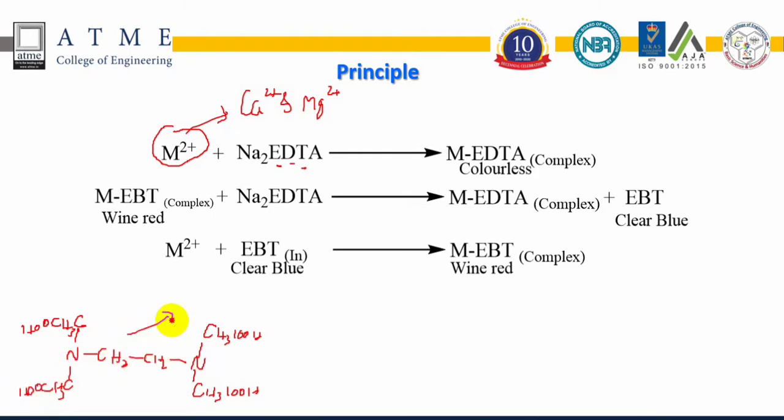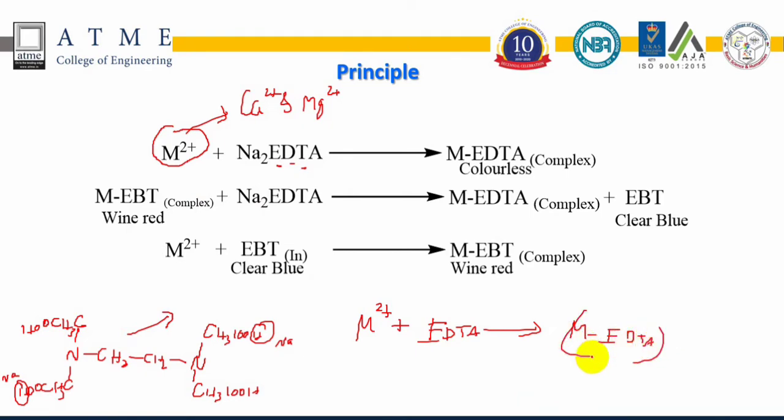EDTA is sparingly soluble in water and cannot be dissolved completely very easily, hence two hydrogens are replaced to form the disodium salt of EDTA. This disodium salt is used in the experiment, and it can be easily dissolved by adding a small amount of ammonia. We prepare a standard solution of disodium salt of EDTA, which is titrated against the sample. The sample is metal, meaning calcium and magnesium ions, which react with EDTA to form the metal EDTA complex.